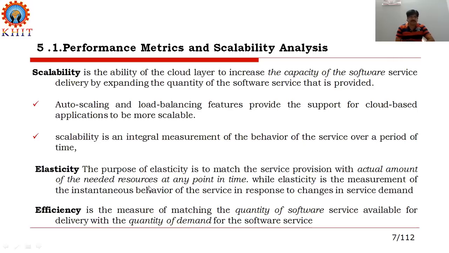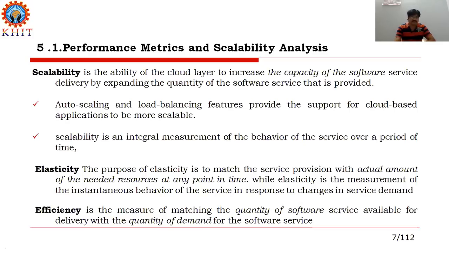Elasticity is also one of the factors. Here we can consider that elasticity is nothing but the actual amount of time or actual amount of resources really required for performing any work based on our requirement. That is called elasticity.